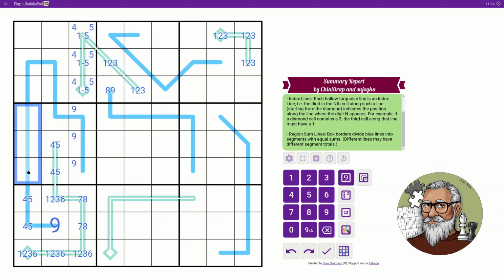And I need 7 and 8 here somehow. Okay, but now I know this whole thing, right? Because if I have 7 and 8, that's already 15. I need 3. So this is 3, 7, 8. And this isn't 3 anymore. And this is actually 9, 6, 1, 2.